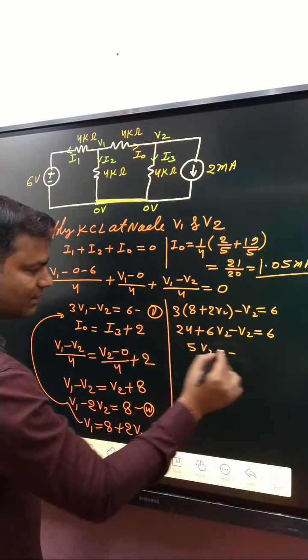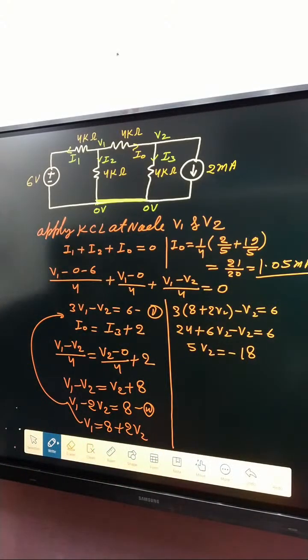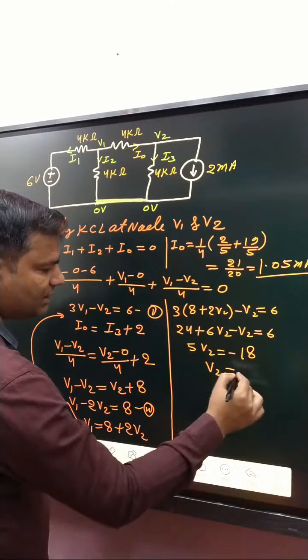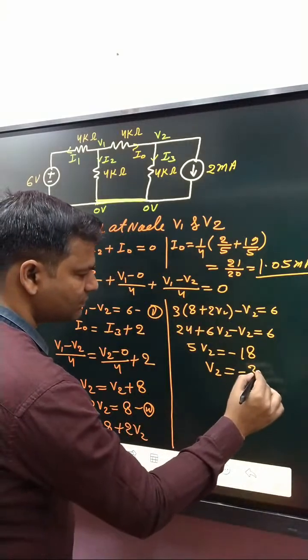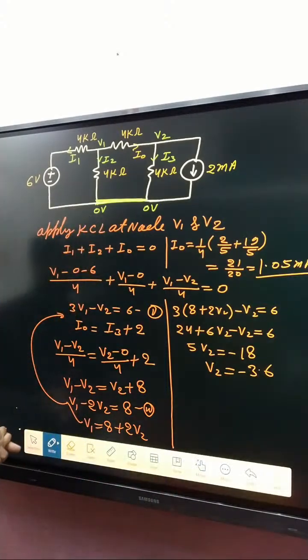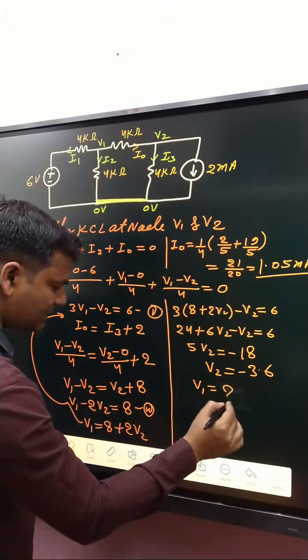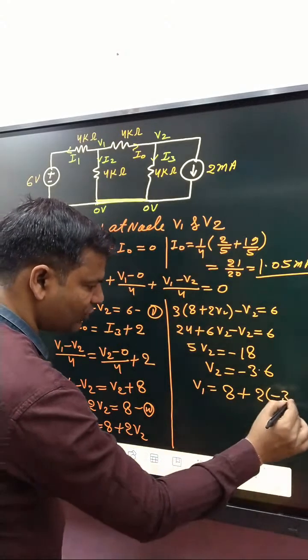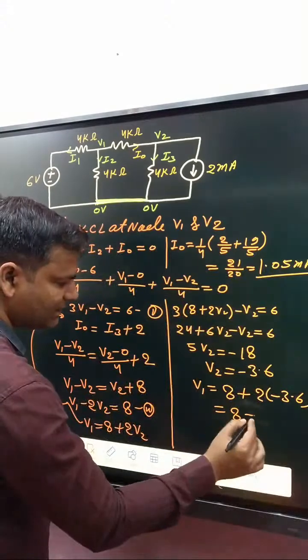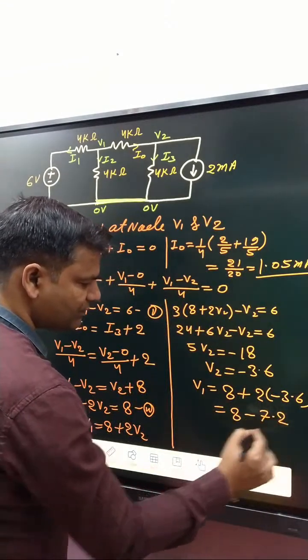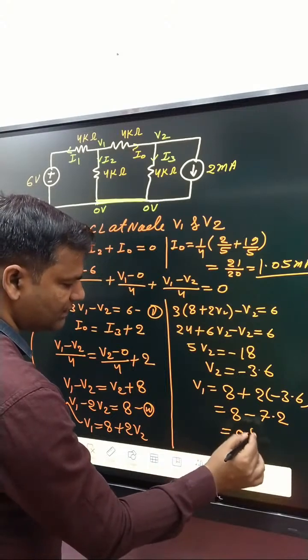Silly mistake, minus 18. Okay. So V2 is written as how much? Minus 3.6. Now that value is put in the equation for V1. Then what about V1? V1 is basically 8 plus 2 into minus 3.6. That is 8 minus 7.2. That is how much? 0.8. That is V1.